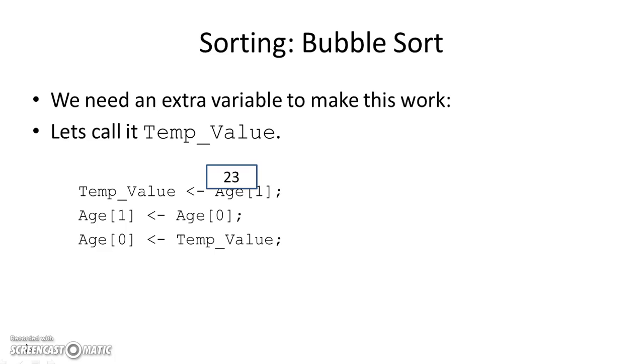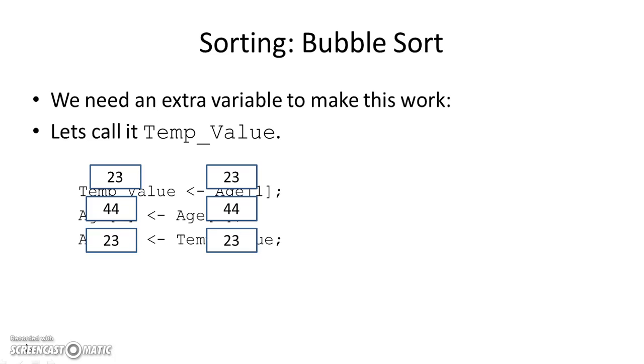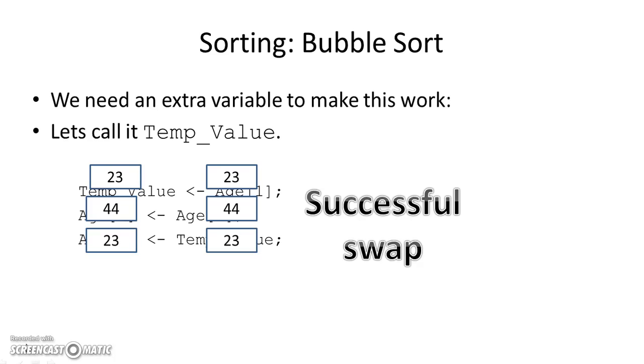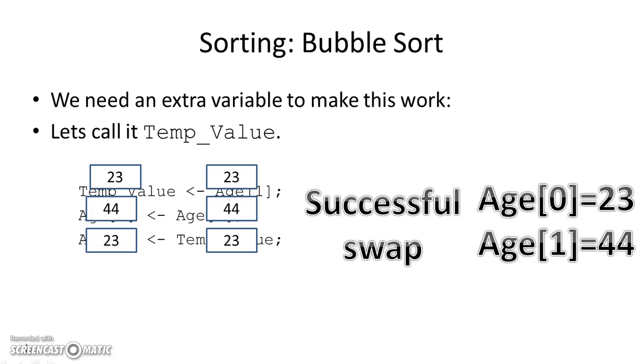Let's imagine our values again. 23 is stored in temp value, 44 is written into the second element, and then 23 is written into the first element. So then we have a successful swap where the first element is now 23 and the second is now 44.